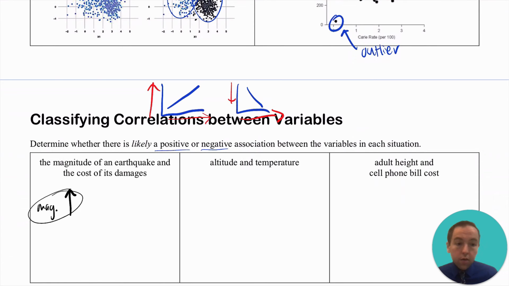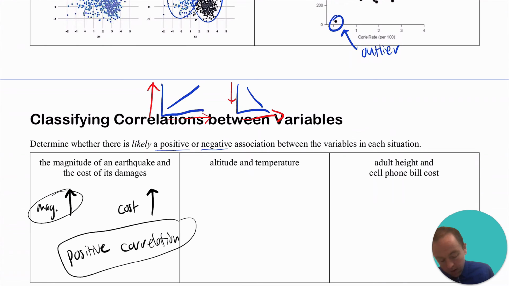The magnitude of an earthquake is its strength. So the stronger the magnitude, the bigger the earthquake, which means, of course, it's going to cost more in damages. So the costs of damages are also going to go up. If both those variables increase together and also decrease together, then we would specify that as a positive linear correlation between those two variables.